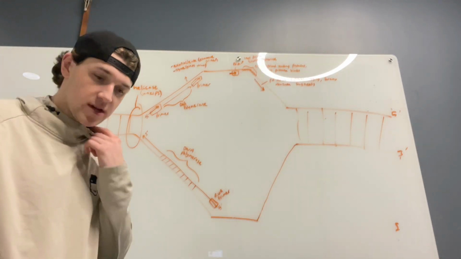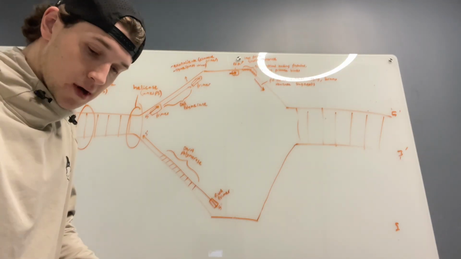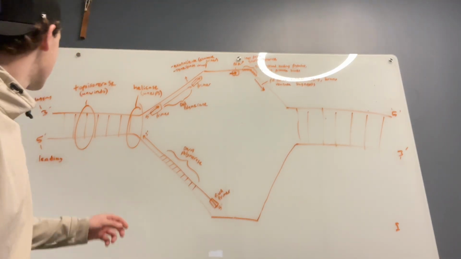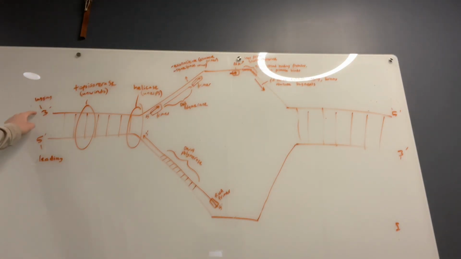I'm going to be going over the DNA replication fork for RLA5. So it starts off with this DNA strand right here. You see the top one is 3', the bottom one's 5'.